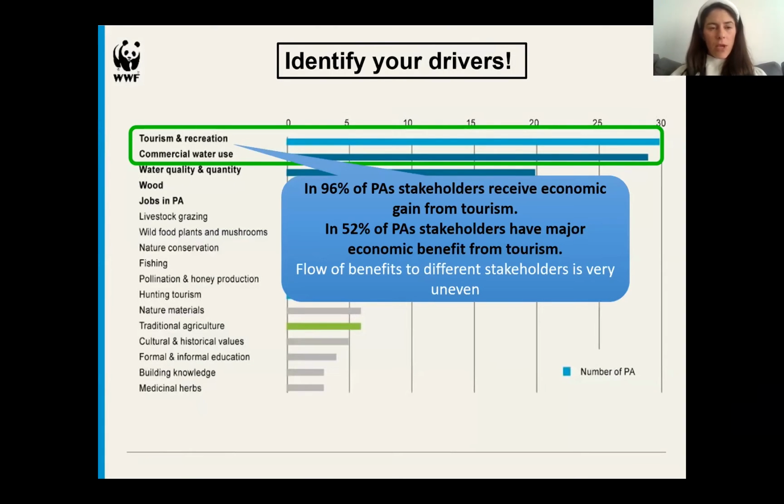So we can see that tourism has the highest economic values. 96% of protected areas receive some economic gain from tourism, while half of them have major economic benefit. What we have noticed is that the flow of benefits goes to different stakeholders and that it is quite uneven. In some cases, this goes mainly to the government and the large business sector, and our strategy should be to have it distributed more evenly and more to the local community.